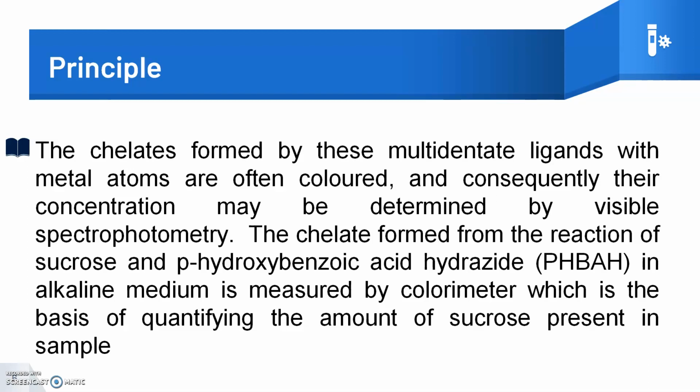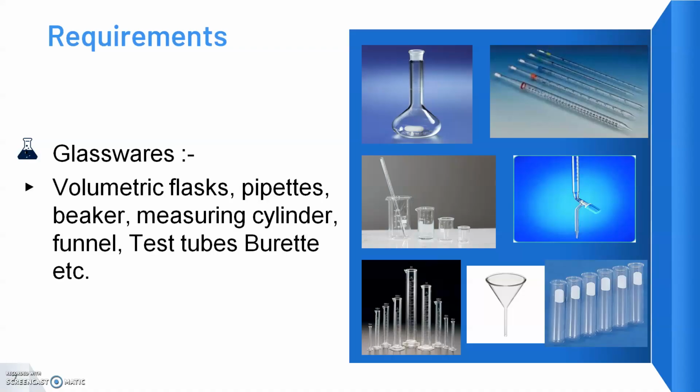So the chelate formed from the reaction of the sucrose and para-hydroxybenzoic acid in an alkaline medium is measured by the colorimeter, which is the basis of quantifying the amount of sucrose or dextrose present in a sample. Simply. Then we will move towards the requirements.